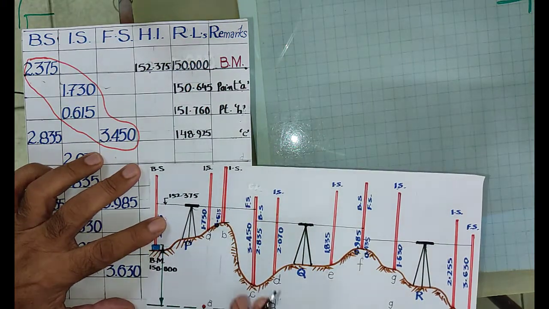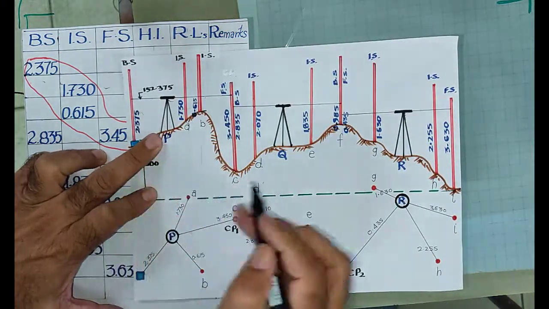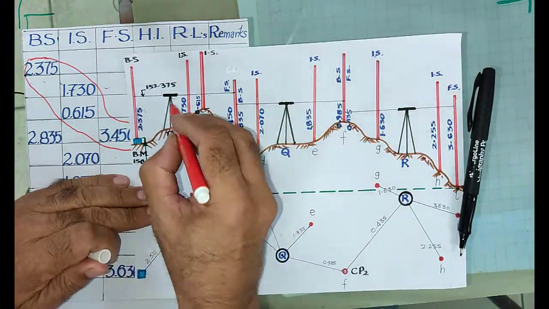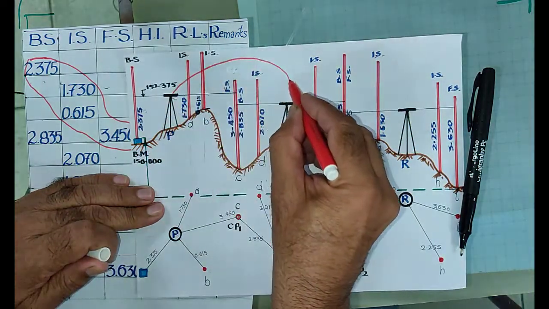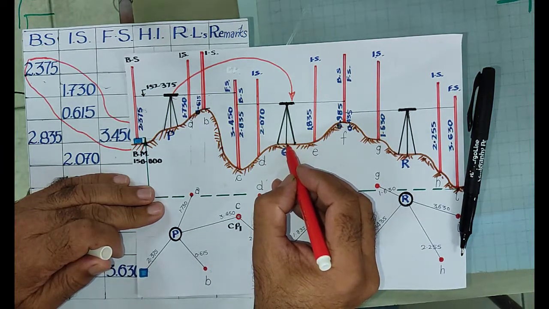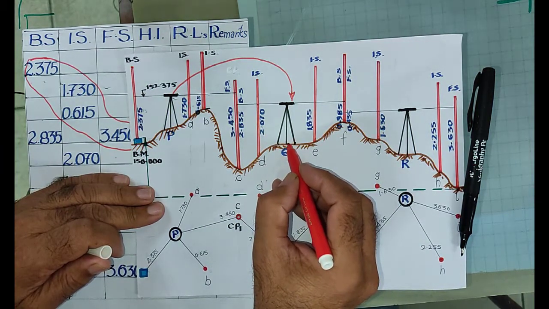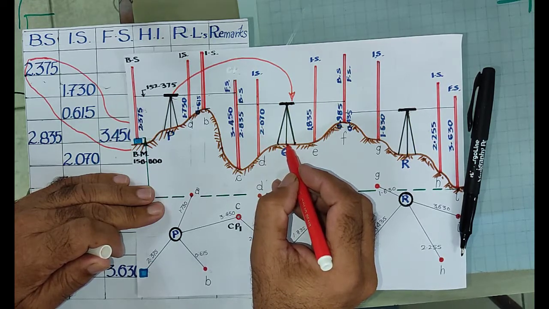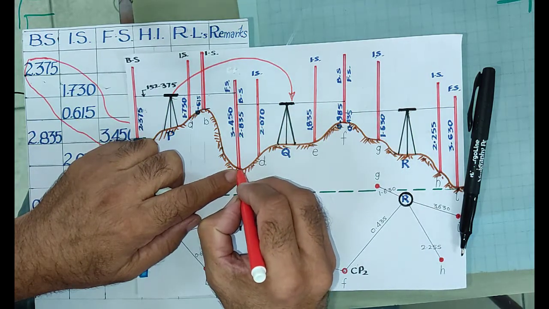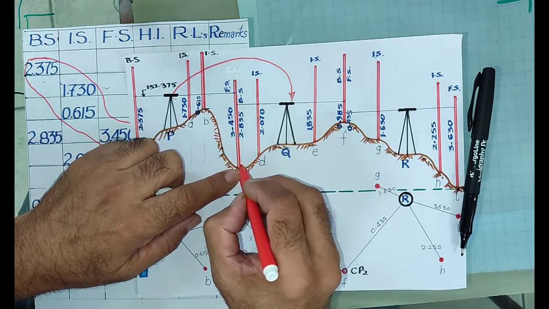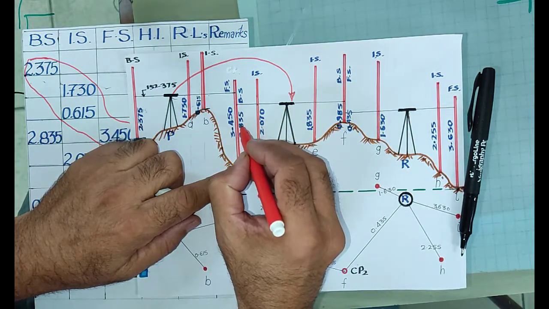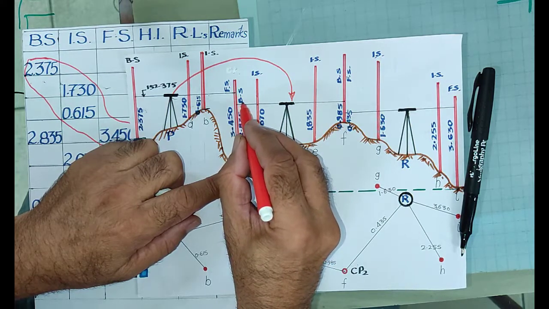Then again I have shifted the instrument from P to point Q. After taking all these readings, now I shifted the instrument to this point. So again performing the temporary adjustment at point Q, I have taken again to continue the leveling on point C. This is the first reading of the second setting. So this reading will be recorded because this is the first reading of the setting. This will be 2.835. I recorded it as backside.